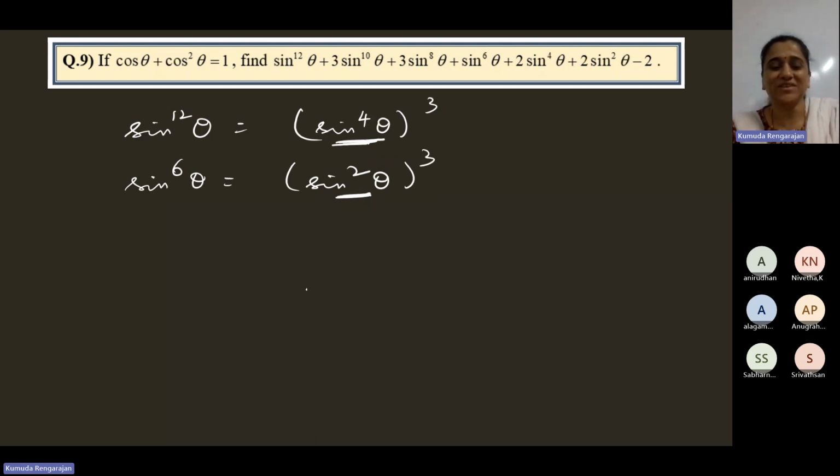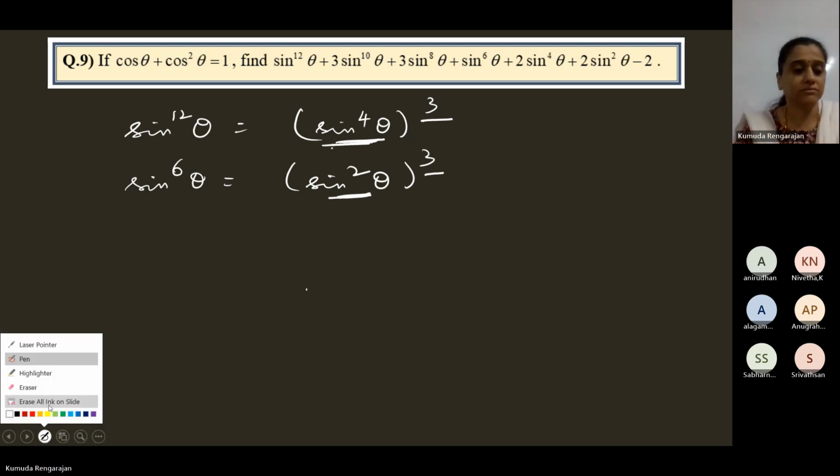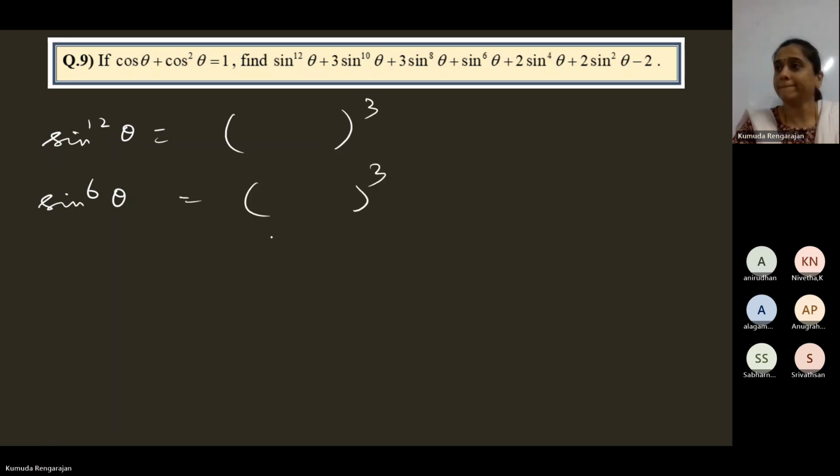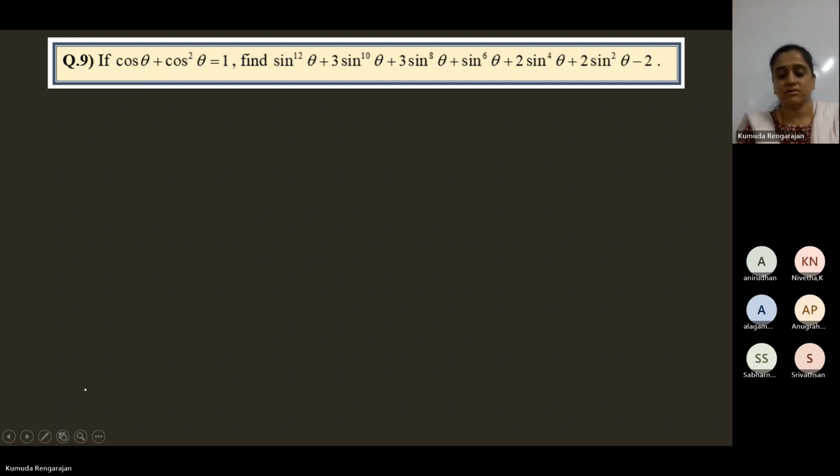So this is a cubed, this is b cubed. Understood? I'll just do it again. Sine theta to the power 12, sine theta to the power 6. This is a cubed, this is b cubed. So 3 outside. So what should you have inside the bracket? Sine theta to the power 4 and sine theta to the power 2. 2 threes are 6, 4 threes are 12. So we have identified a and b.